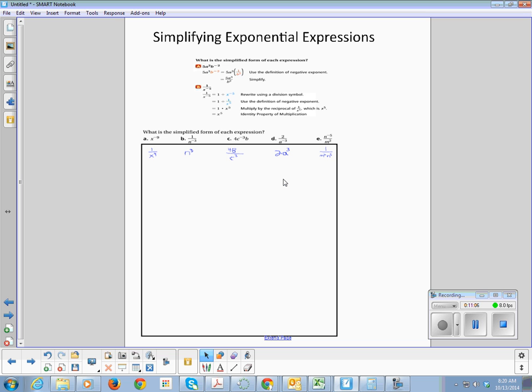So, if you have variables, check out this. If I have x to the negative 9, that becomes 1 over x to the 9. So you see how we changed from numbers, now we have variables where we have letters in place of the numbers. Check out b real quick.